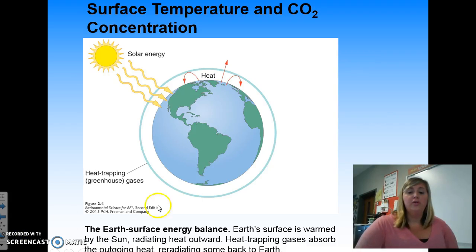This figure is showing how the surface of our planet is warmed by the sun, and then we have greenhouse gases that help trap some of that heat and reflect some back out, so that the temperature range here on the planet where life exists is within a certain range where life can flourish and exist. So without these greenhouse gases, we would not be able to support the life that we have here on the planet.